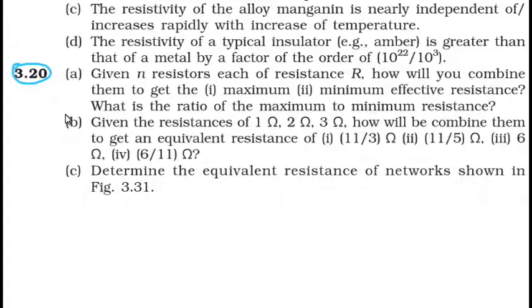Now let us see 3.20 part B. Given the resistances of 1 ohm, 2 ohm, 3 ohm, how will we combine them to get an equivalent resistance of 11 by 3 ohm, 11 by 5 ohm, 6 ohm, and 6 by 11 ohm? Let us see the solution.